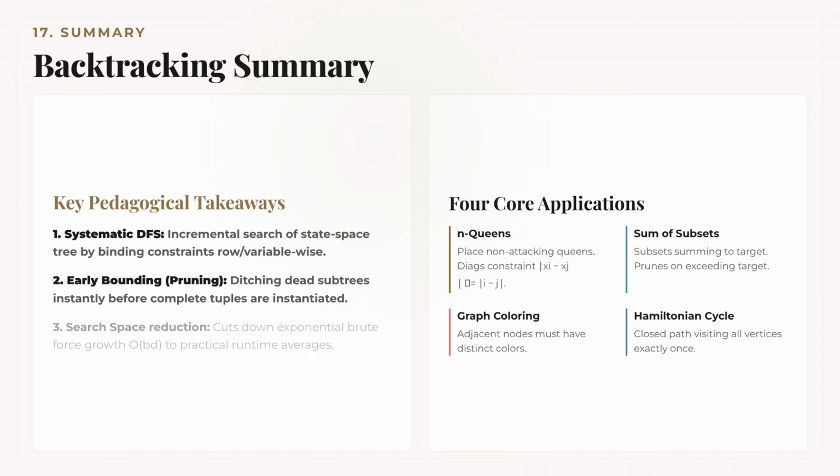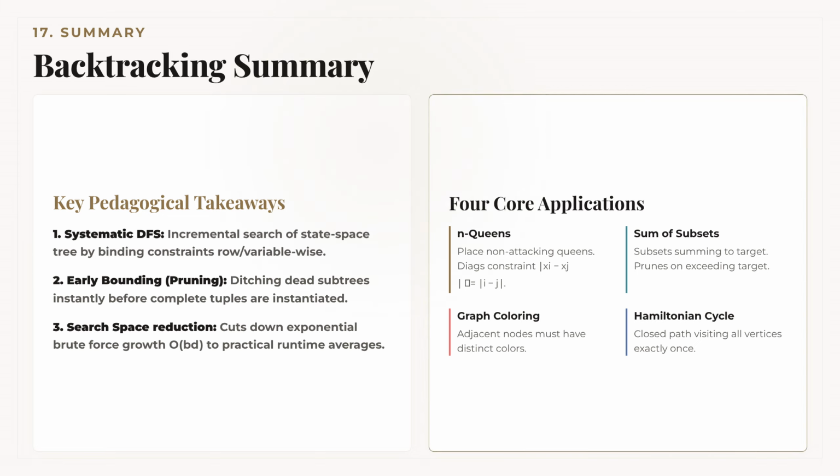The n-queens problem demonstrated how backtracking places queens safely on a chessboard. The sum of subsets problem showed how subsets are selected while avoiding unnecessary searches. Graph coloring illustrated how vertices can be colored under adjacency constraints. Finally, Hamiltonian cycles demonstrated how complex graph traversal problems can be solved through intelligent exploration and pruning.